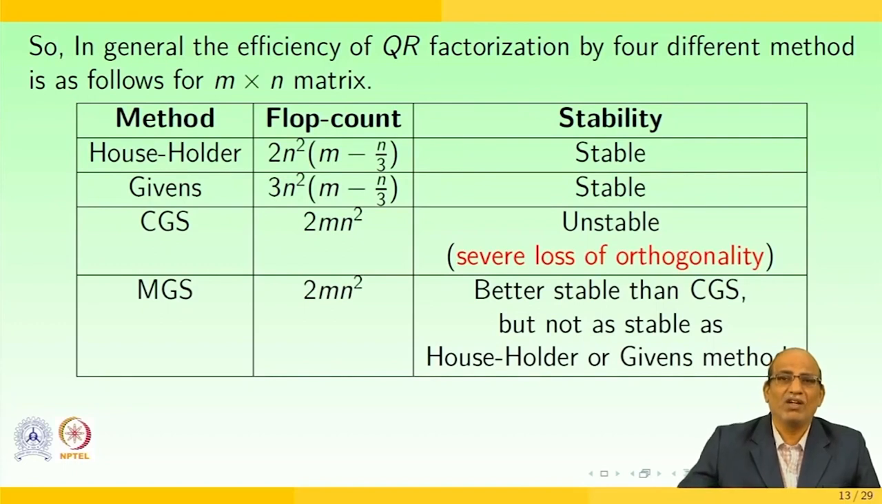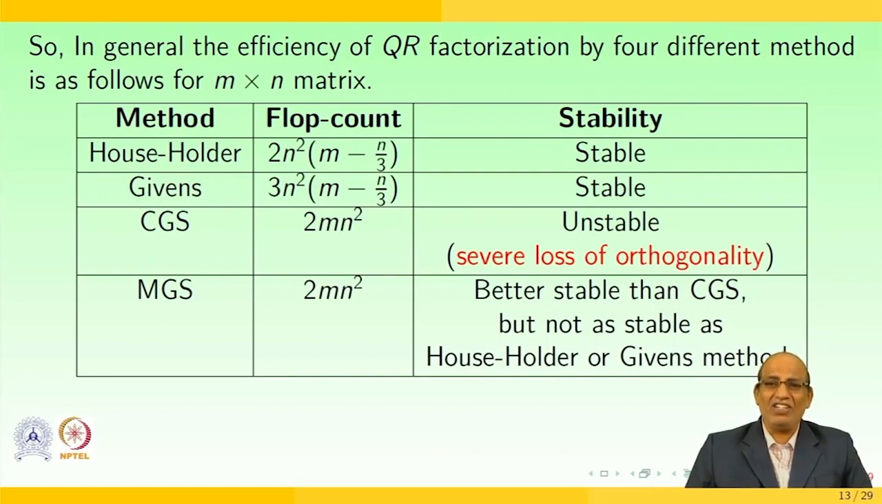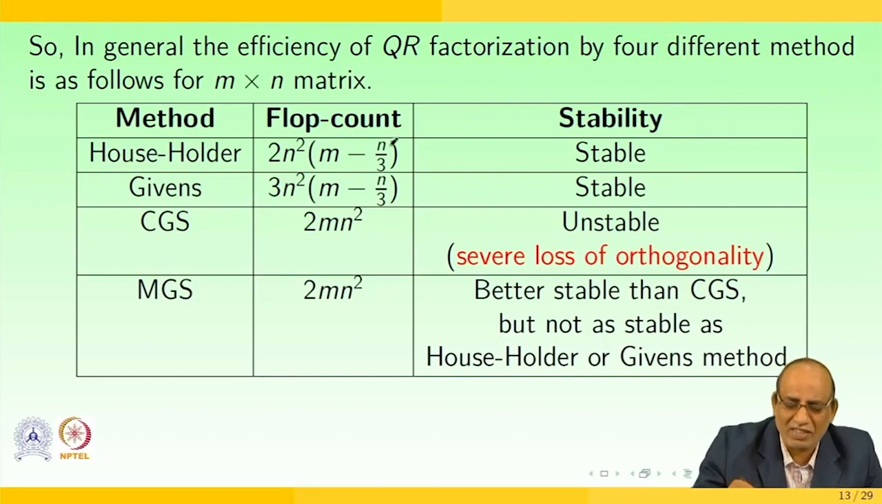Well, we'll make some very generalized statements. In general, the efficiency of QR factorization by four different methods is as follows. In fact, we have not spoken about the Givens method, but we will in due course of time. But now, for the timing, let us compare.